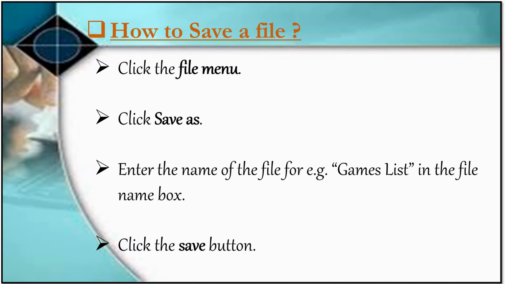Here is our next topic, that is how to save a file. To save the file, the steps are given in this picture. Here you can see first we go to the file menu. We will click on the file menu option. Then we will click on save as, that was the option given in the file menu. Then we will enter the file name, whatever name we want to give our file. Here I have given the example, games list. So I will type the name of my file, and then I will click on the save button. Like this we will save our file.